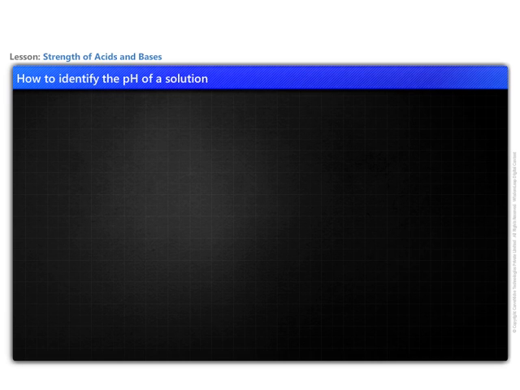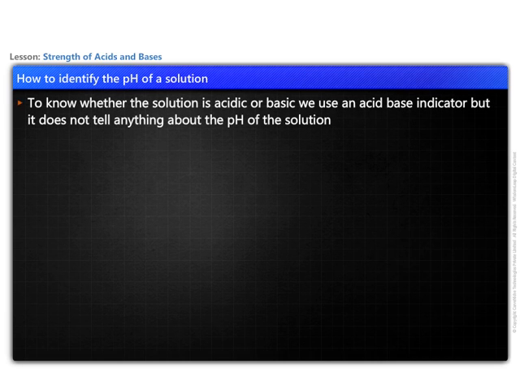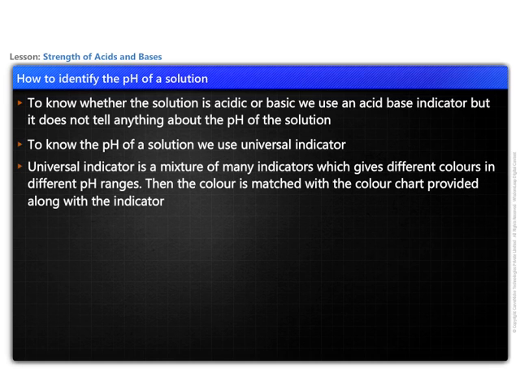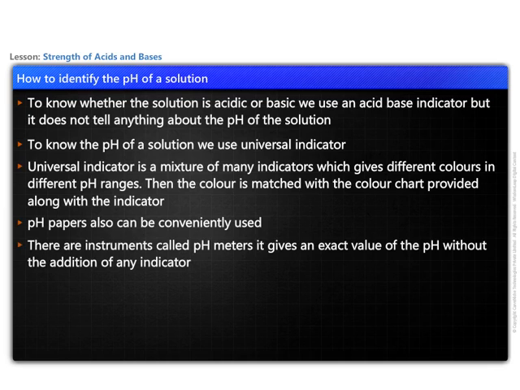How to identify the pH of a solution? To know whether the solution is acidic or basic, we use an acid-base indicator, but it does not tell anything about the pH of the solution. To know the pH of a solution, we use universal indicator. Universal indicator is a mixture of many indicators which gives different colors in different pH ranges. Then the color is matched with the color chart provided along with the indicator. pH papers also can be conveniently used. There are instruments called pH meters which give an exact value of the pH without the addition of any indicator.